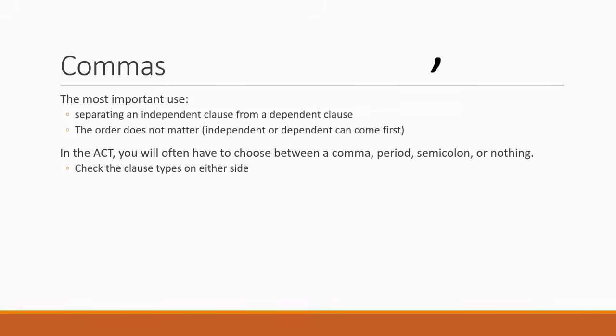a comma. In the ACT, you're very frequently going to have to choose between the comma, a period, a semicolon, or nothing. Sometimes you might have a dash, sometimes you might have a parenthesis, sometimes you might have a colon. Those are less common. This is the big one, where they're going to make you choose between these. The way to do it is to check your clause types on either side.